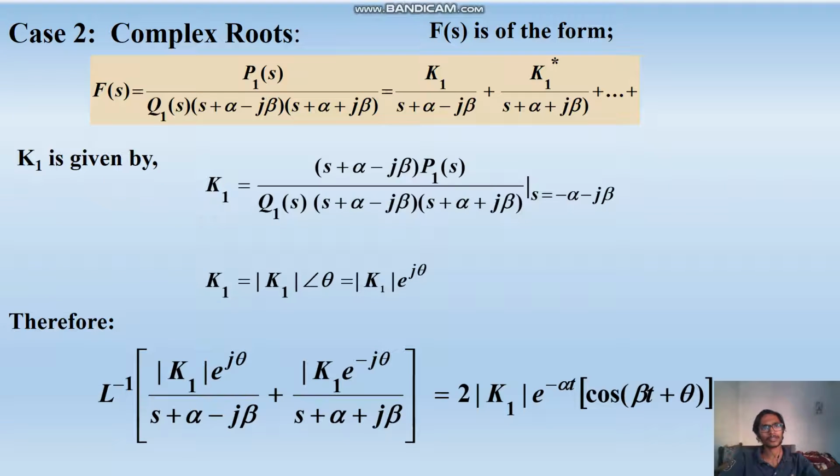Then we have the second case, which is complex roots, in which we use this type of partial fraction expansion. We will find k1, using s equal to minus alpha minus j beta. Then k1 is equal to the magnitude of k1 times e to the power j theta. Therefore we can find the inverse Laplace transform is equal to this, basically 2 |k1| e to the power minus alpha t cos(beta t plus theta).